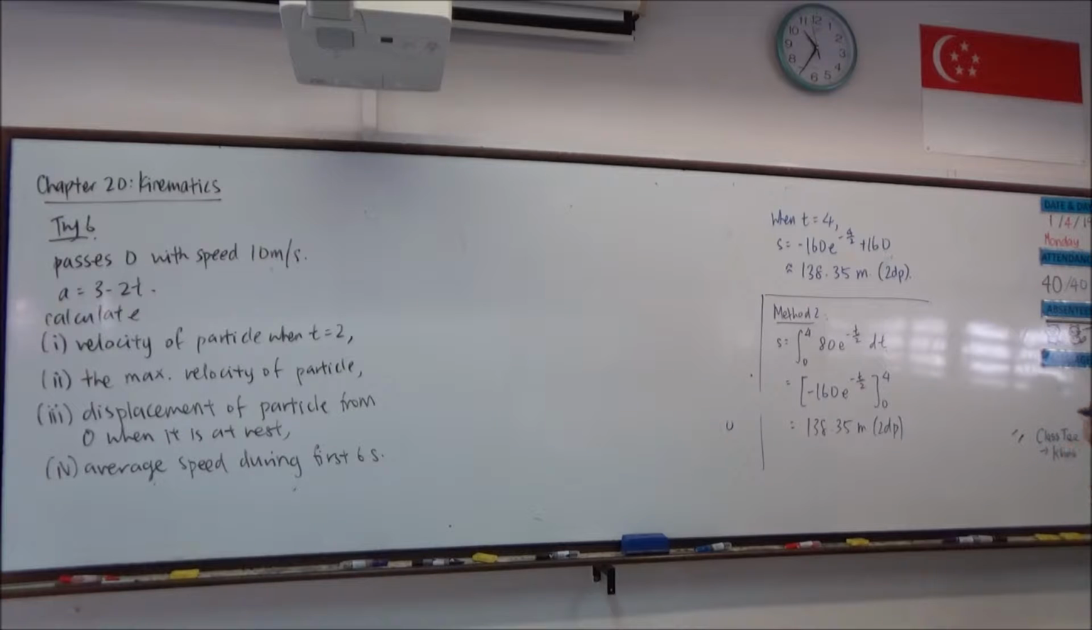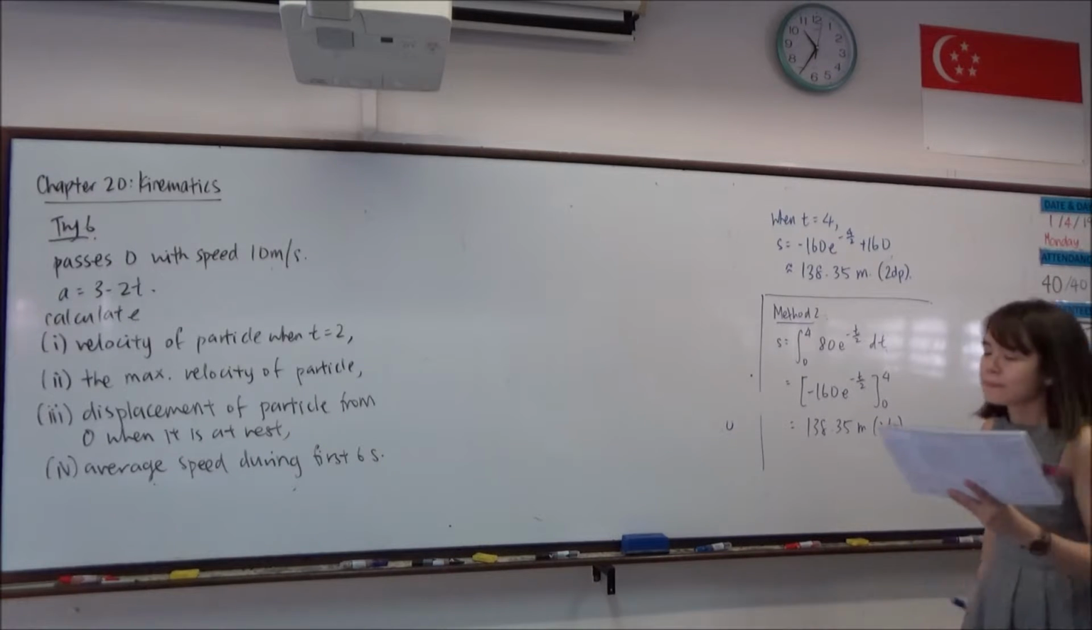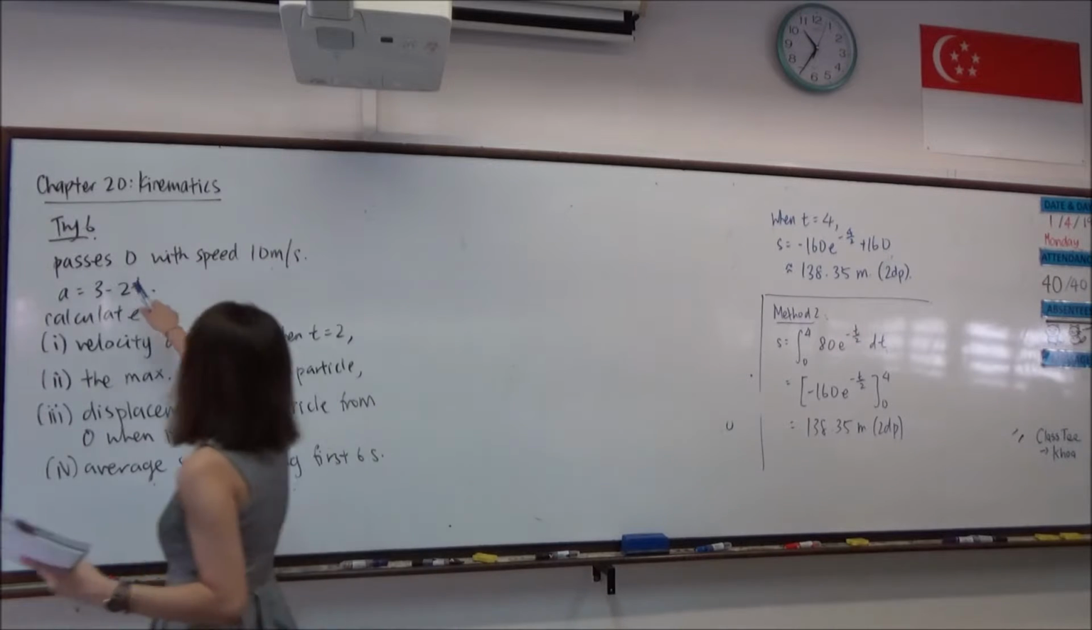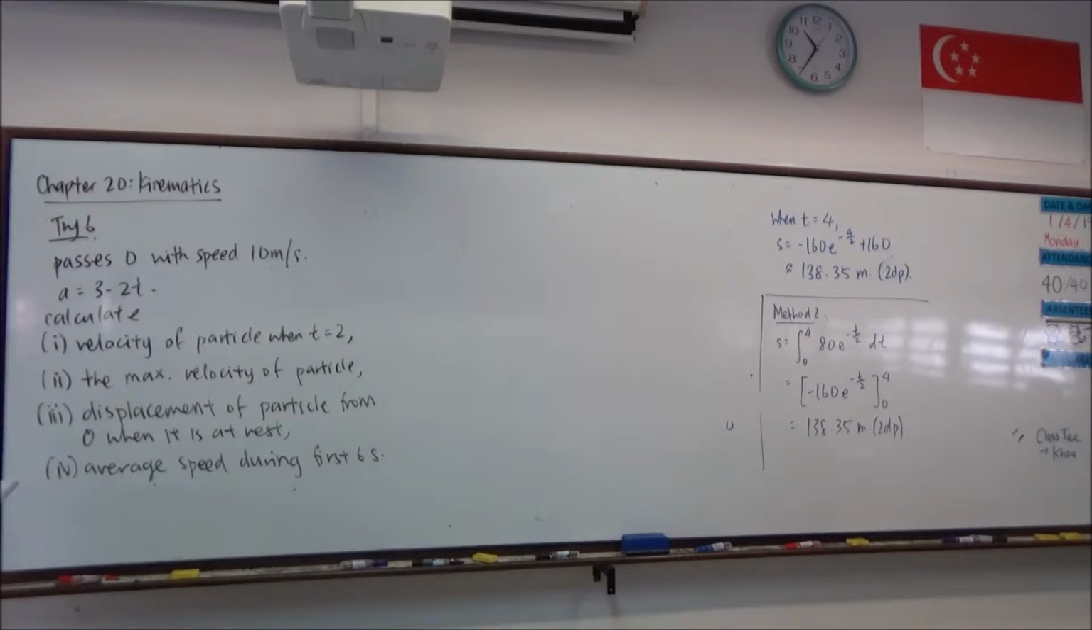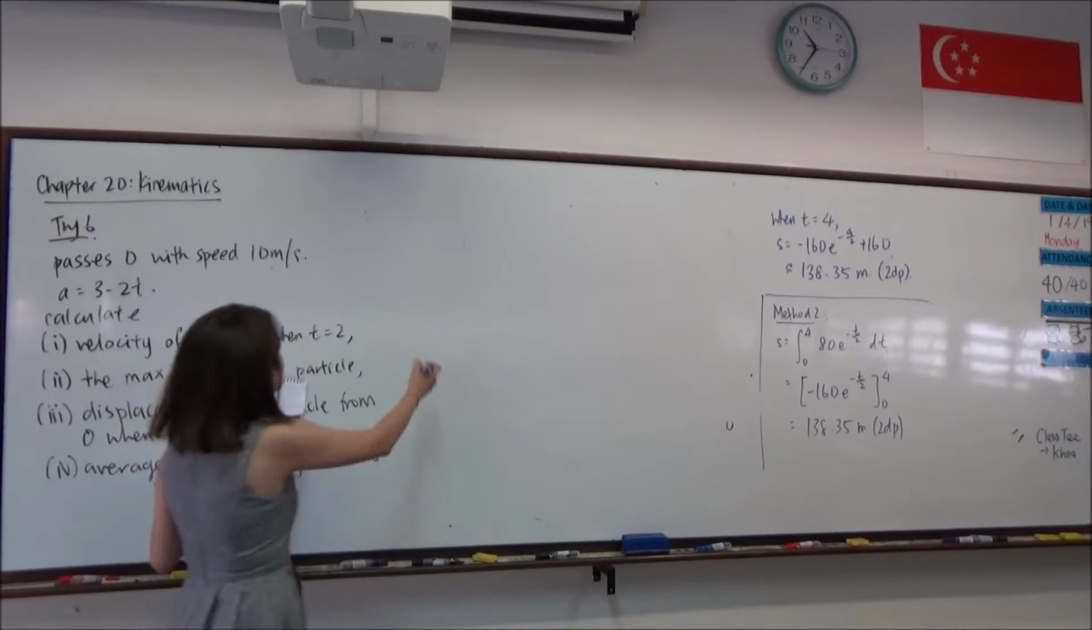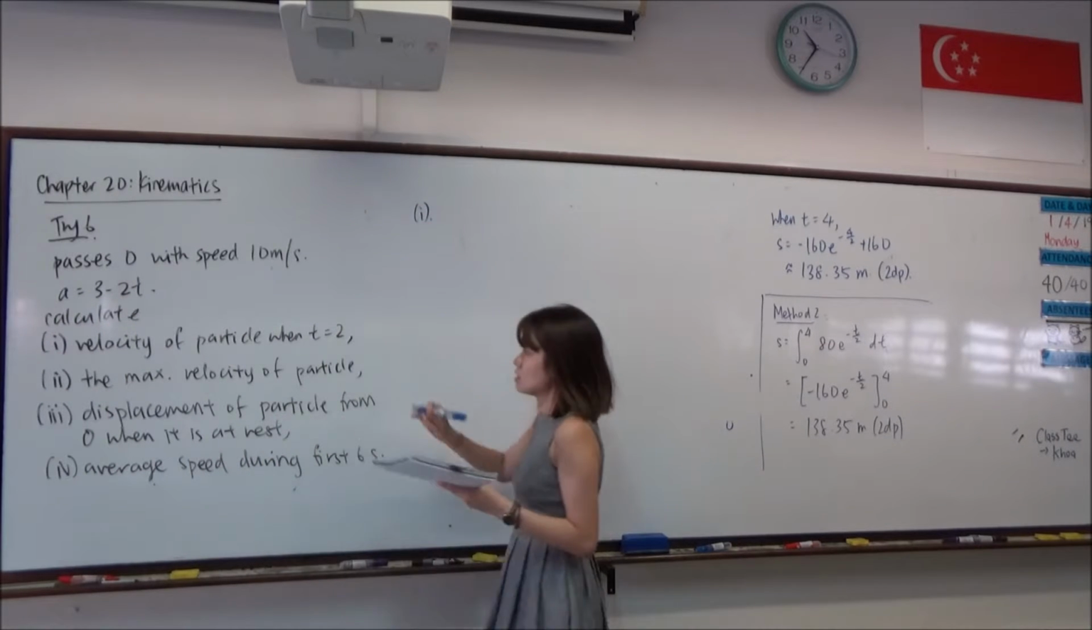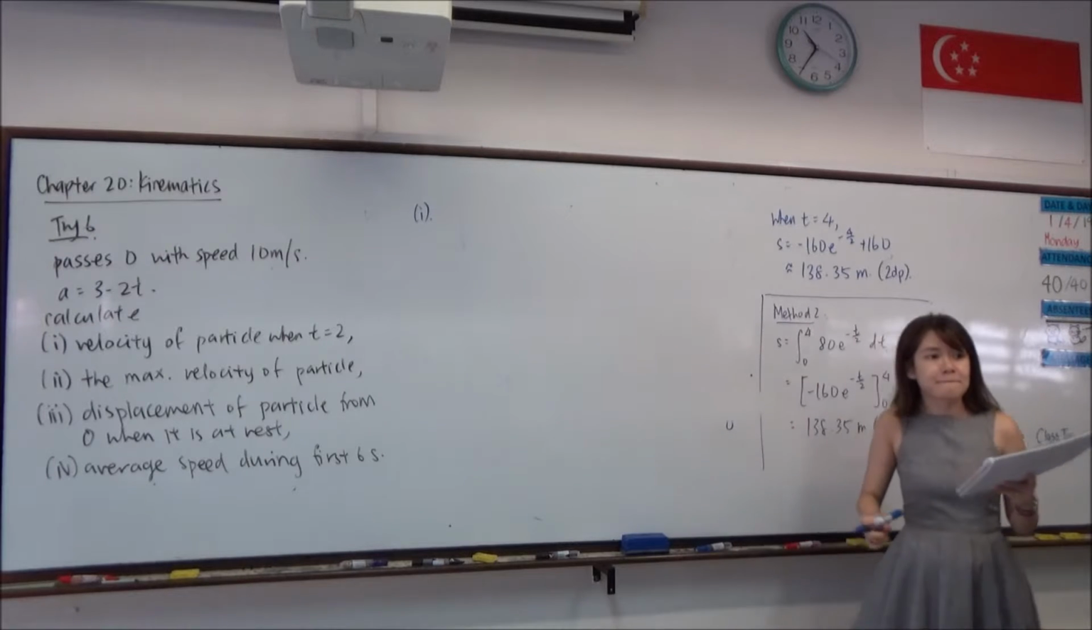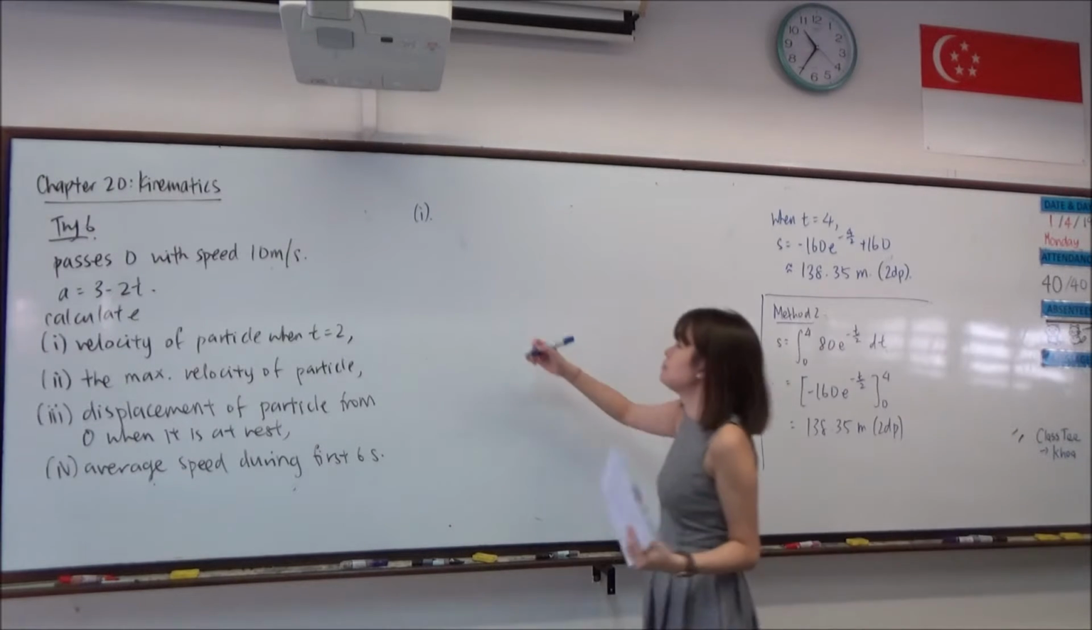So they said that your time and your displacement are all measured from a fixed point O. When passing through the origin, there is already a speed of 10 meters per second. Then the acceleration is given by 3 minus 2t. We want to calculate the velocity of the particle when t equals 2. So how do we calculate the velocity of the particle? We will integrate.